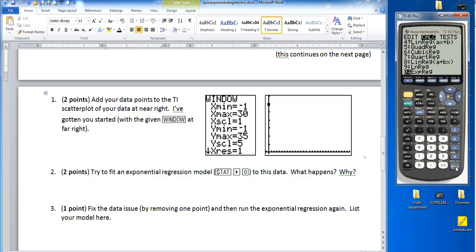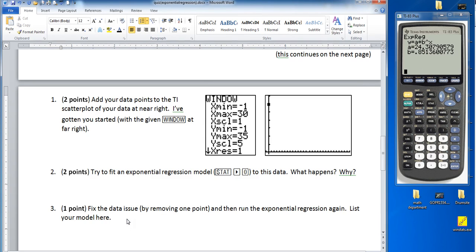I'm using ExpReg. We're going to go ahead and store it to Y1, and hit enter, and it's going to say error: domain. What happens and why? You probably remember that the reason this happens is that you can't ever have a y value of 0 with an exponential regression. You have to go back in and delete that out. It doesn't like zeroes because it knows you can't get to 0. If you try it again, boom, there's your model.